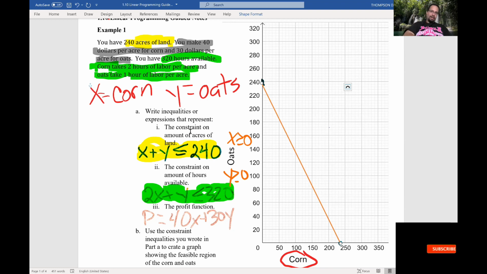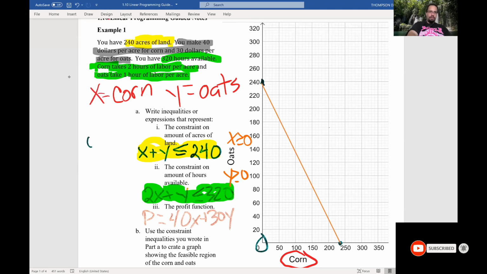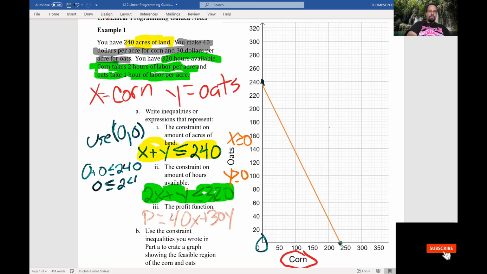And then we have to take into consideration whether, since we're saying less than or equal to 240, we need to plug in 0, 0, since you do have that 0, 0 point available. So we're going to use 0, 0. So we have 0 plus 0 is less than or equal to 240. And 0 is less than 240, which is true. So we'll draw arrows going towards 0, 0.